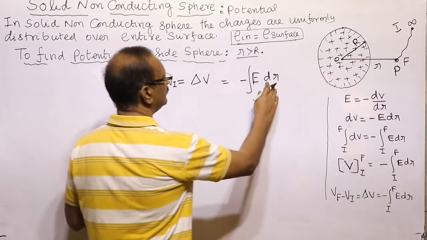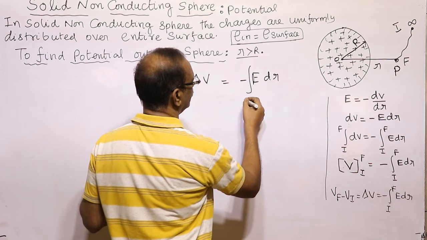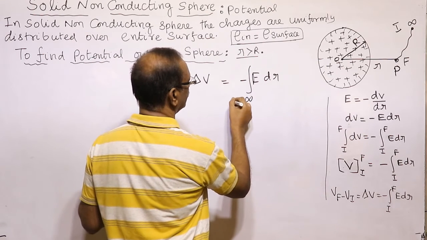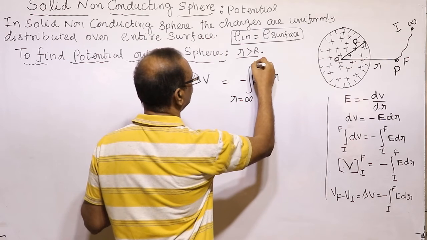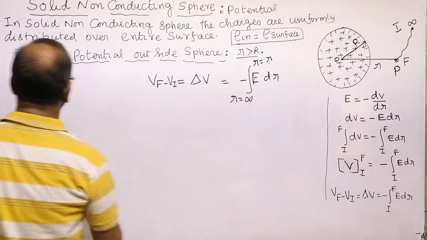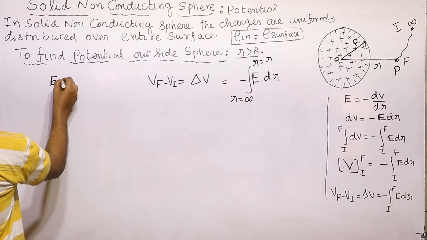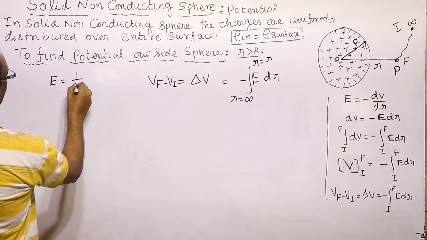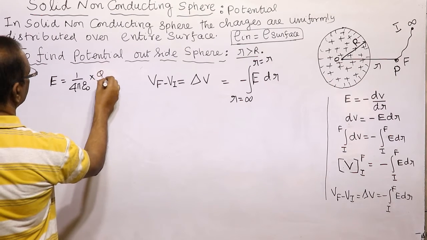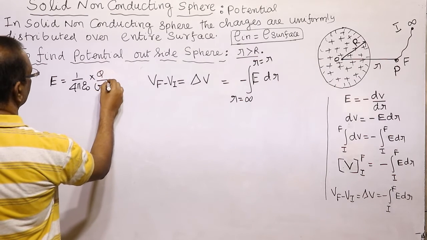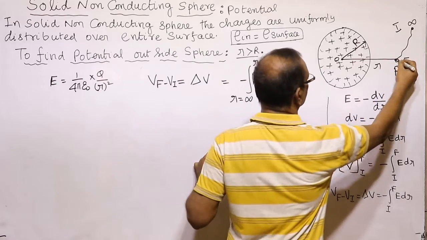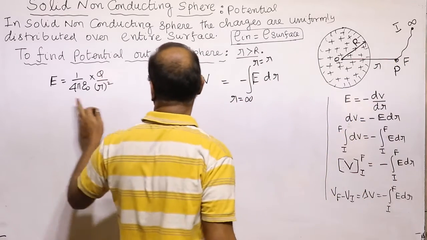With respect to distance, the initial limit is from infinity, that is r equal to infinity, and we are bringing it to r equal to r. What is the expression for the electric field at a point outside? It is 1 by 4 pi epsilon naught into the charge divided by the distance squared. This is the electric field at this point from the sphere.